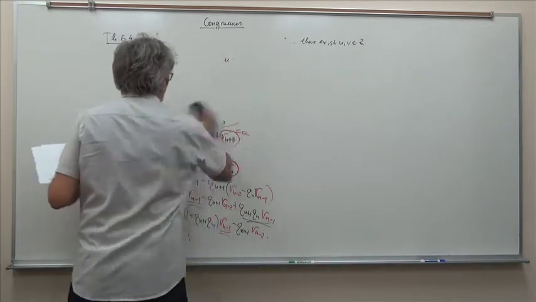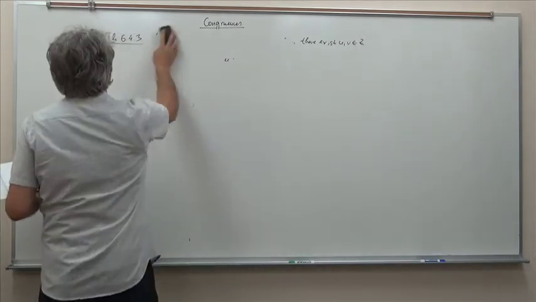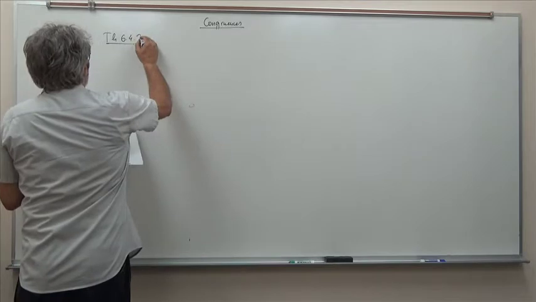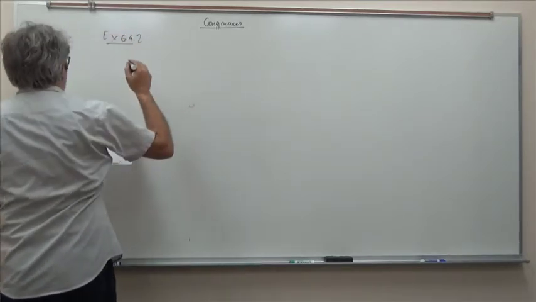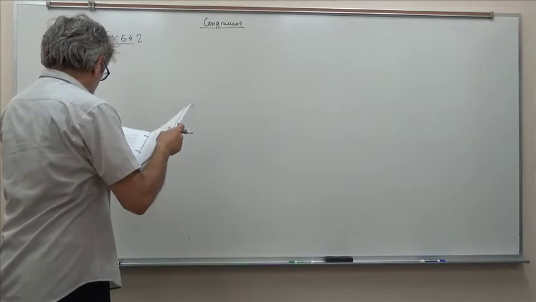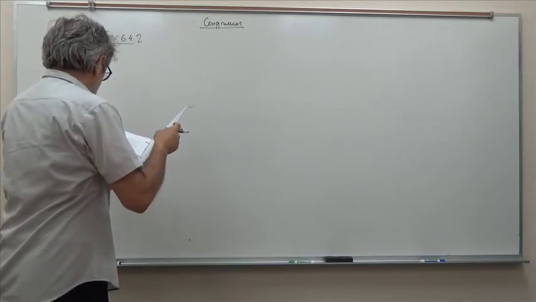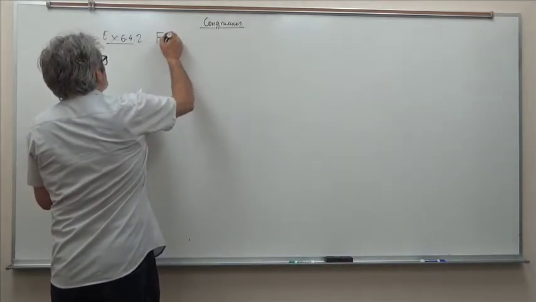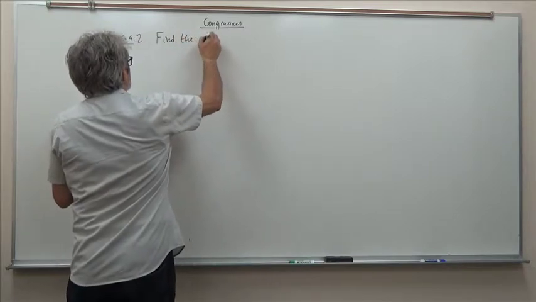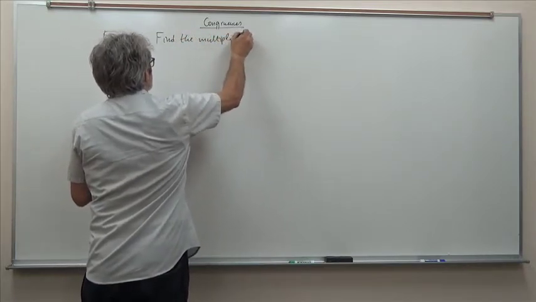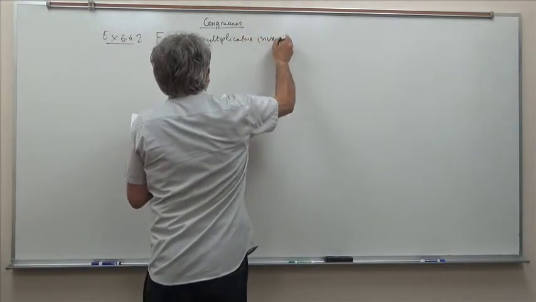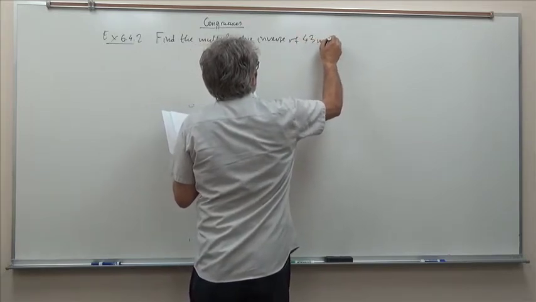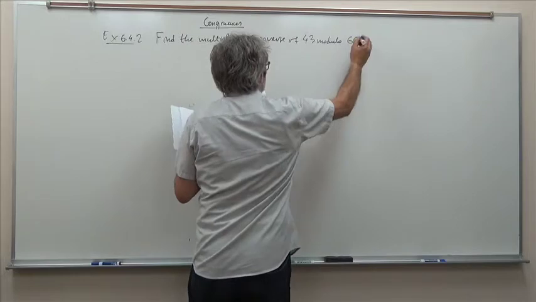that actually reports that. So this example says 642. Actually, 642 will say the following. Find the multiplicative inverse of 43 modulo 660.